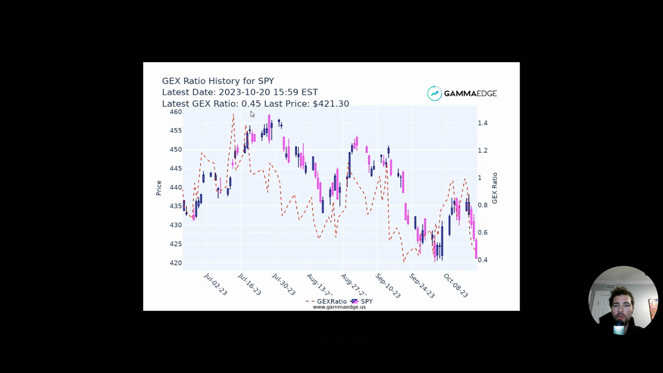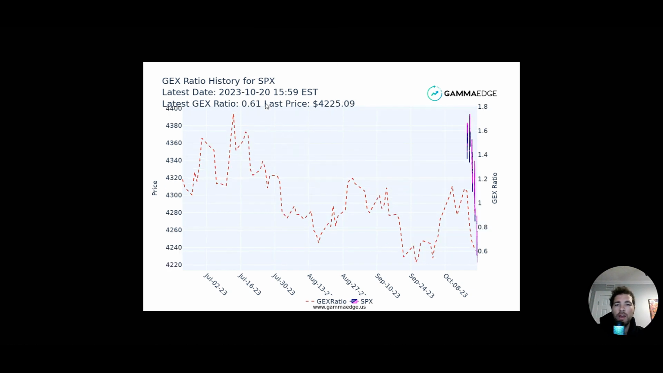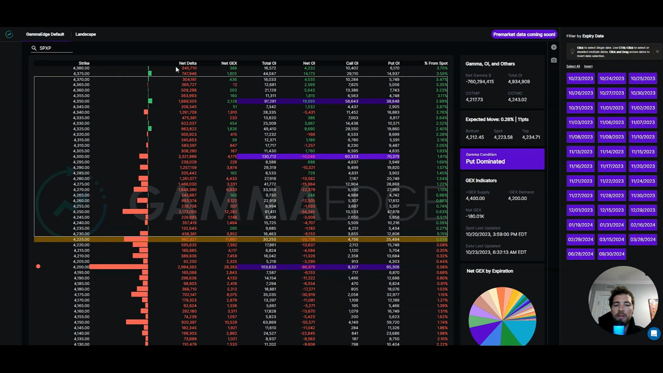Two other things I want to hit on real quick: SPY. This is the GEX ratio command, $GR. SPY we're at 0.45, and SPX we're at 0.6. So those are quite low levels. Just summing things up for you guys, GEX ratios are getting very low, a kind of significant put dominated structure.